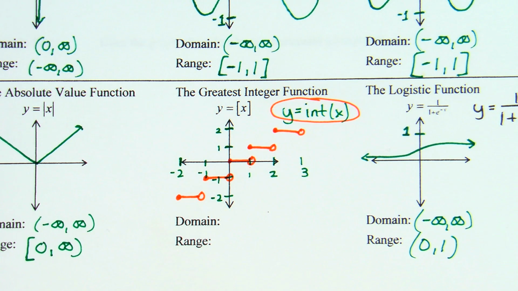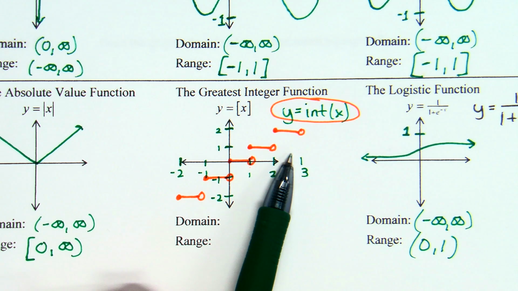Domain. Thoughts on domain. What x values are included? All of them? Because there's always something, isn't there? From here, 0 to 1, all those x values are included. Here, 1's not included, but it's included up here. Same, so on and so forth.